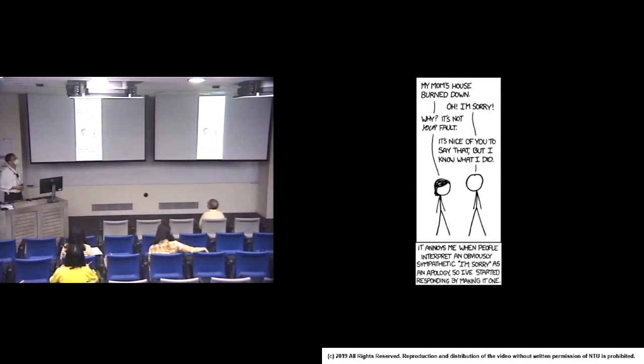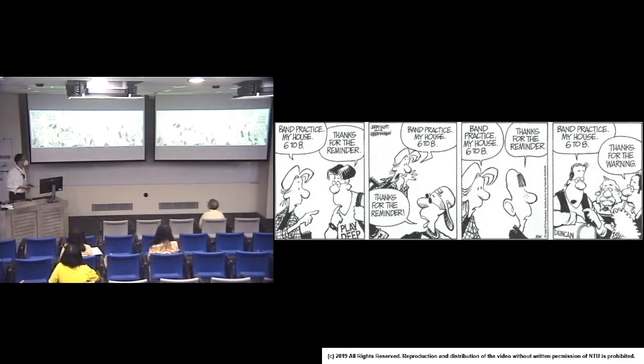So here, my mom's house burned down. Oh, I'm sorry. Why? It's not your fault. It's nice of you to say that, but I know what I did. And then he explains, it annoys me when people interpret an obviously sympathetic I'm sorry as an apology, so I've started responding by making it one. So this is the ambiguity of I'm sorry. I'm sorry can mean, you know, I feel pity for you, or it could mean, I'm apologizing for something.